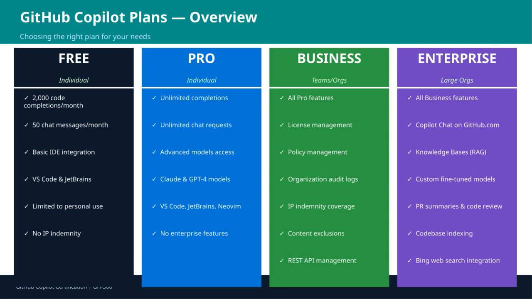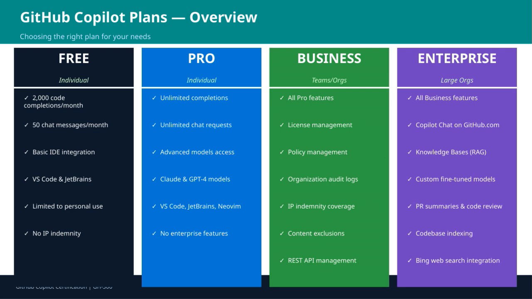Moving up to the Pro plan, also for individuals, this removes limits on code completions and chat requests, giving you unlimited access. It provides advanced AI models, including Claude and GPT-4, and supports VS Code, JetBrains, and Neovim. However, it doesn't include any enterprise features.